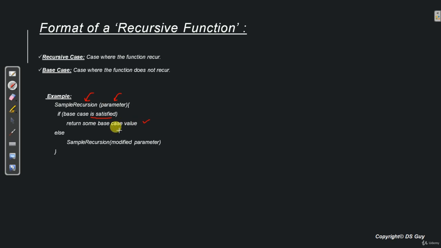However, in case the base case is not satisfied, then we have to recursively call the same method but with a modified parameter. So on a very high level, this is all about a recursive method. We have a base condition and we have a recursive condition. That is all. I hope you have understood the format of a recursive method.